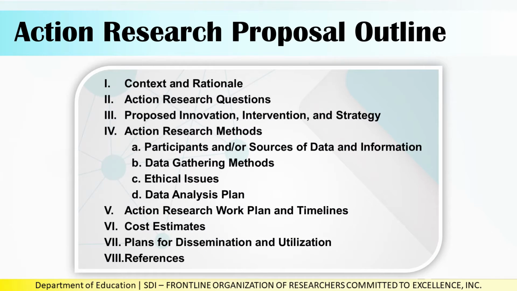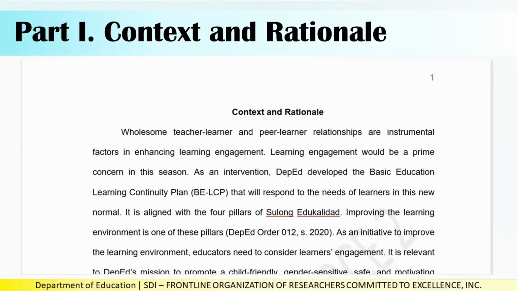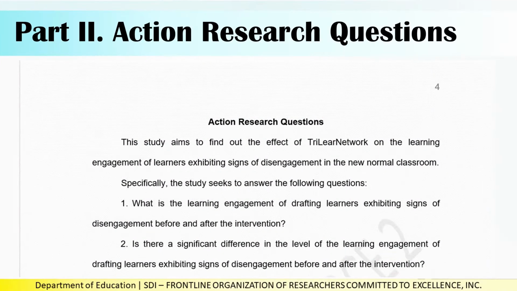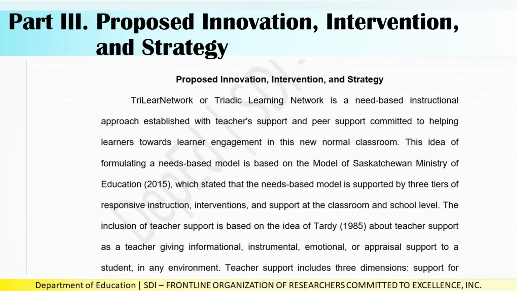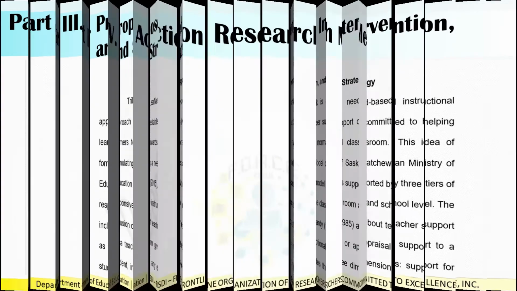This is the outline of the proposal for an action research. These are the 8 parts. The first part is the context and rationale. Part 2 is the action research questions. Then the proposed innovation, intervention, and strategy. Next is the action research methods.